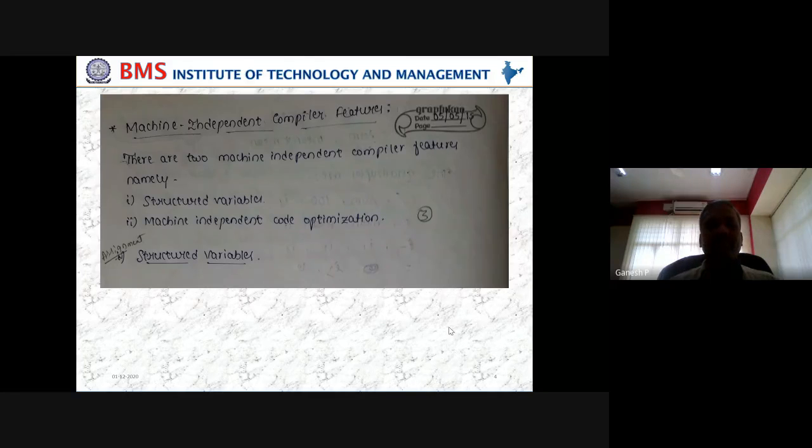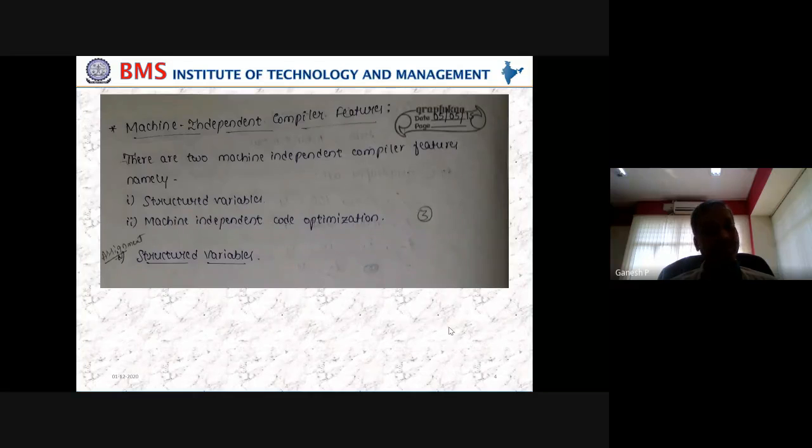So the next part is machine independent code optimization. In the exam, you will get a question on either machine dependent code optimization or machine independent code optimization. 8 to 10 marks, you will definitely have a question on this. So it is very important, first of all, not to have a confusion.